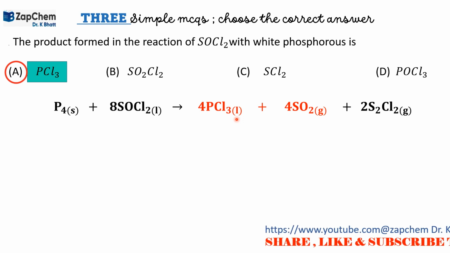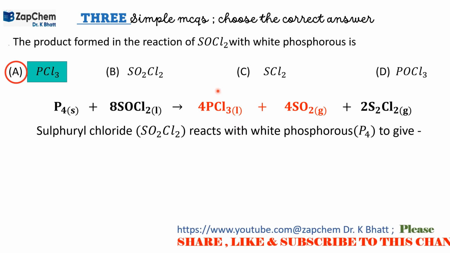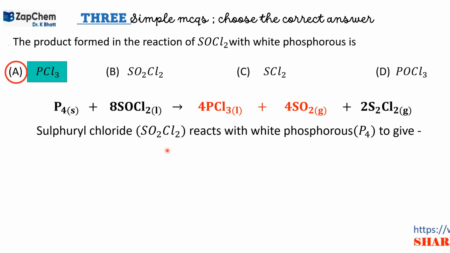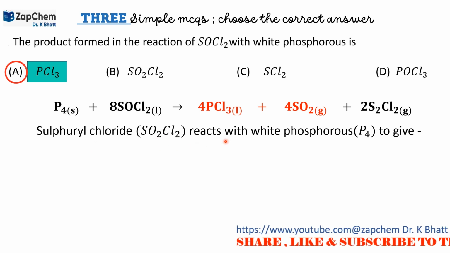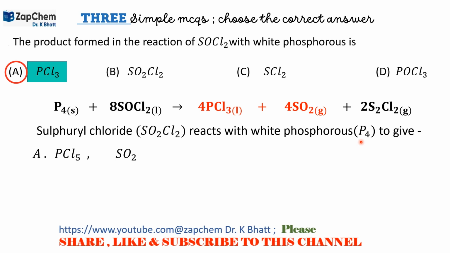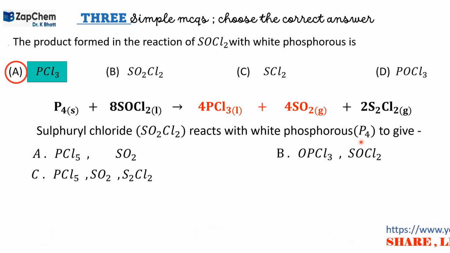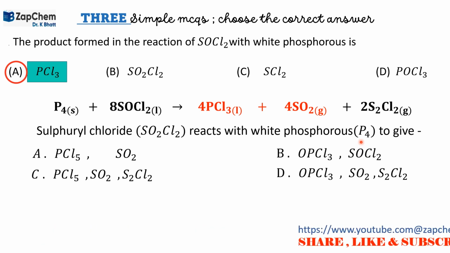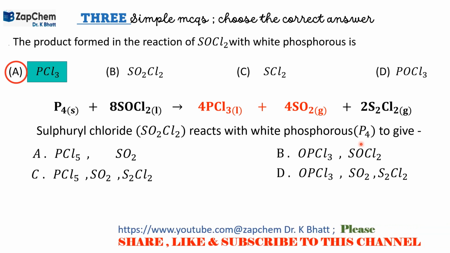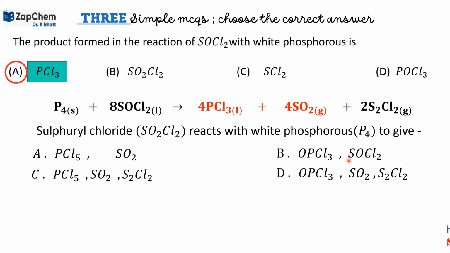Next question. The other question is related to another type of chloride of sulfur, and that is known as sulfuryl chloride. Sulfuryl chloride reacts with, again, white phosphorus to form. Four options are given. Each option has got two or three products given here, and we have to find out which one will represent the correct products.